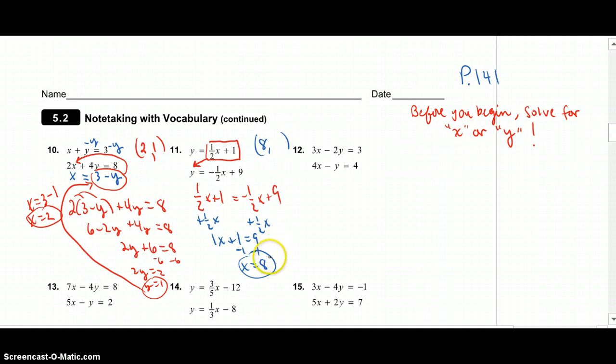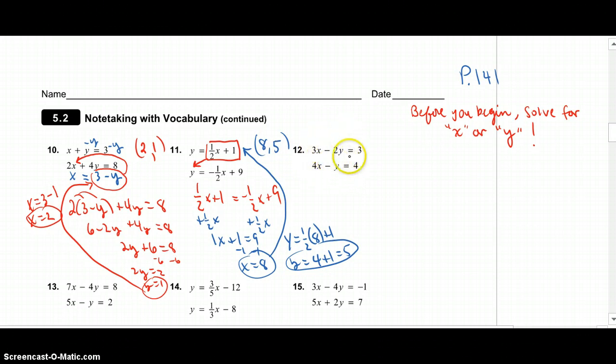Let's take that 8 and plug it in. Let's just use the top one again. It doesn't matter. y equals 1/2 of x, but I'm not going to put x, I'll replace it with 8. 1/2 of 8 is 4, plus 1. y is 5. And we're finished.